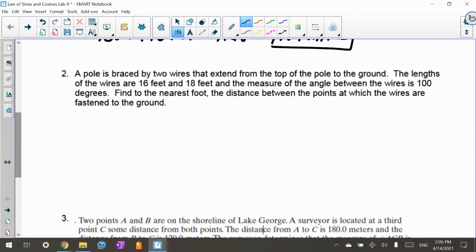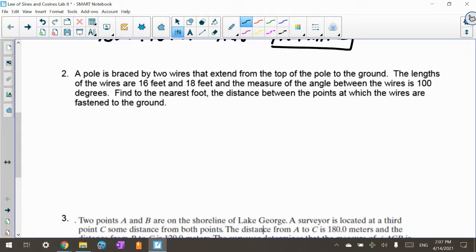Let's try number two. A pole is braced by two wires that extend from the top of the pole to the ground. The lengths of the wire are 16 and 18 feet, and the measure of the angle between the wires is 100 degrees. Find to the nearest foot the distance between the points on which the wires are fastened to the ground. So again, this is kind of hard to draw because you're like, well, where are the wires? Are they on the same side or opposite side?